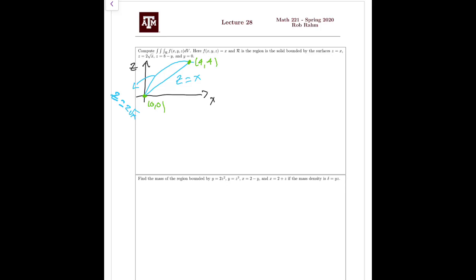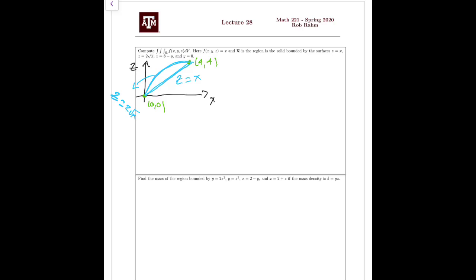So really, no matter how you're given the problem, you need to visualize what the region is that you're going to be integrating over, and from that decide what the boundary should be. So let's try to visualize what this region is going to look like. I'm going to begin by sketching the graphs of the curves z equals x and z equals 2 times the square root of x in the xz plane.